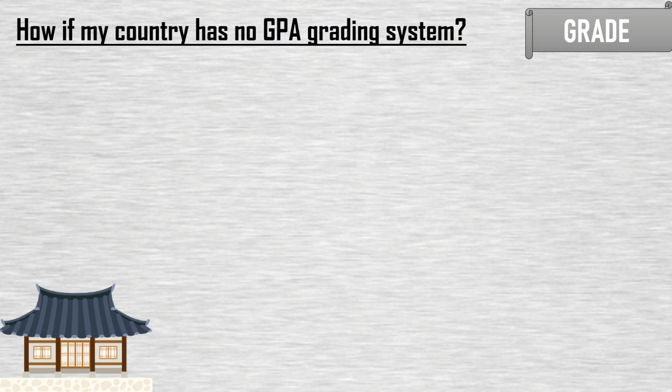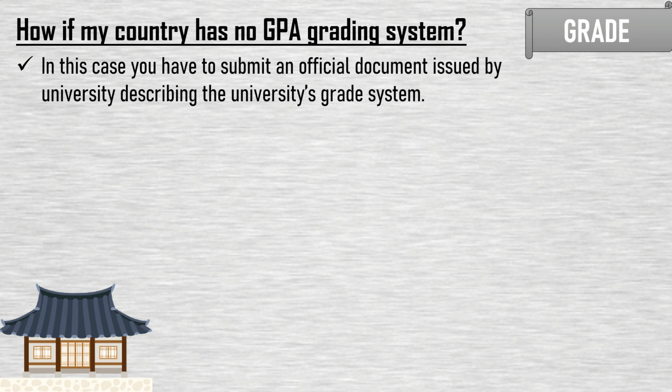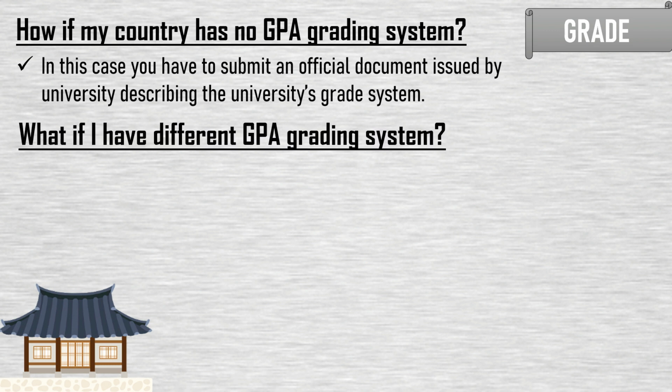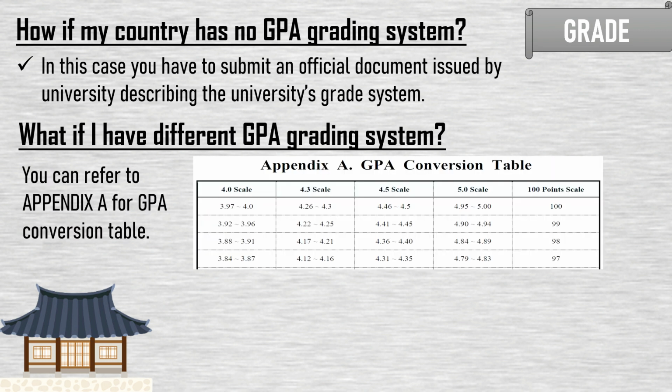Okay, what if my country has no GPA grading system? In this case, you have to submit an official document issued by the university describing the university's grade system. What if I have different GPA grading systems? So this might be confusing for some people. You can refer to Appendix A for the GPA Conversion Table.